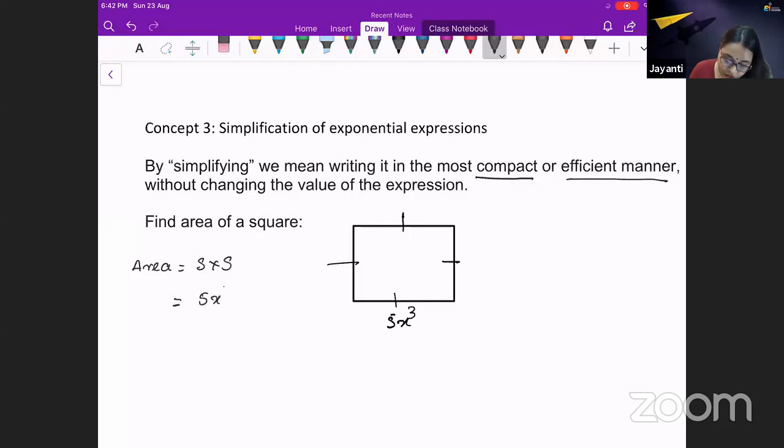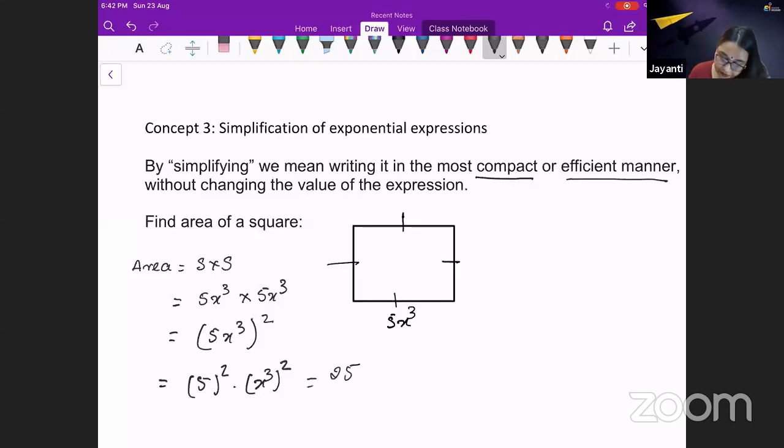So it is 5x cube into 5x cube, right? So it is 5x cube whole square. So can I write this as 5 square into x cube whole square? Yes, ma'am. 5 square is 25 and this is x to the power of 3 into 2, that is 6. So see, in area and perimeter also we can use exponents. It's not just about exponents, right?